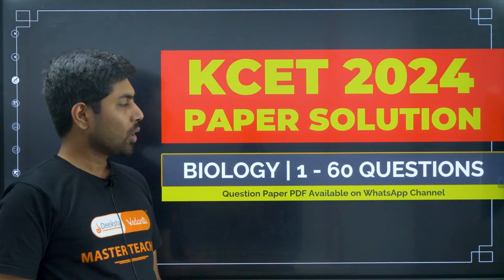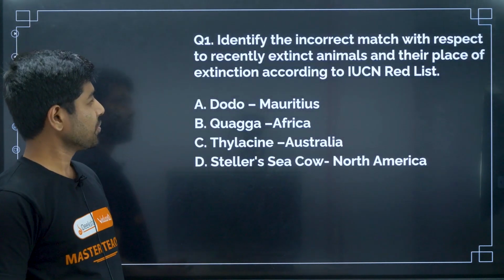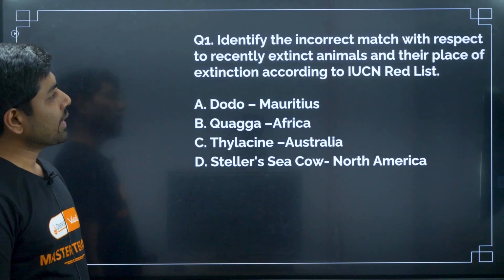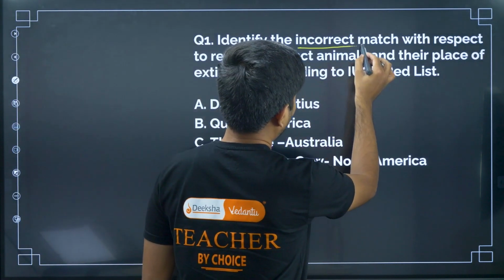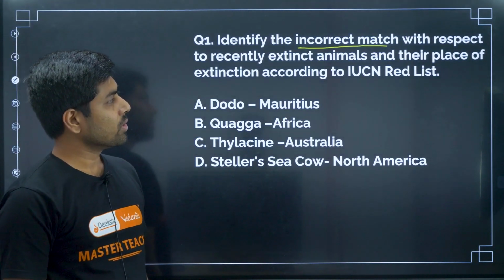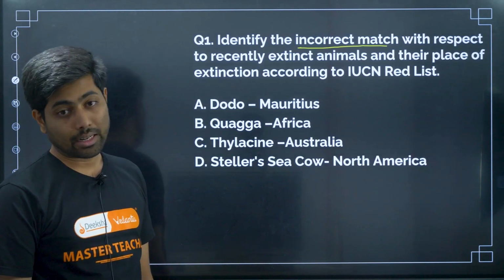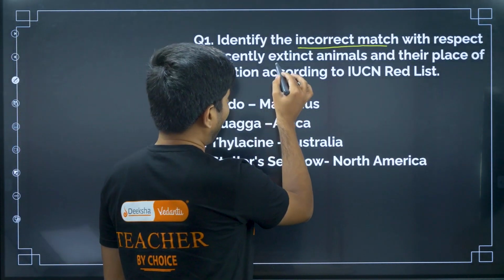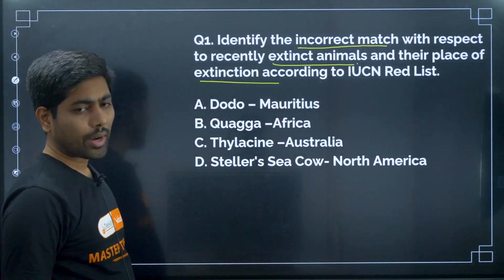So let's start with the question paper discussion. Okay, let's look at the first question. Question number 1, identify the incorrect match. They're asking you the incorrect match with respect to recently extinct animals and the place of extinction according to the IUCN Red List. Now you need to identify the extinct animal and from which place it got extinct.